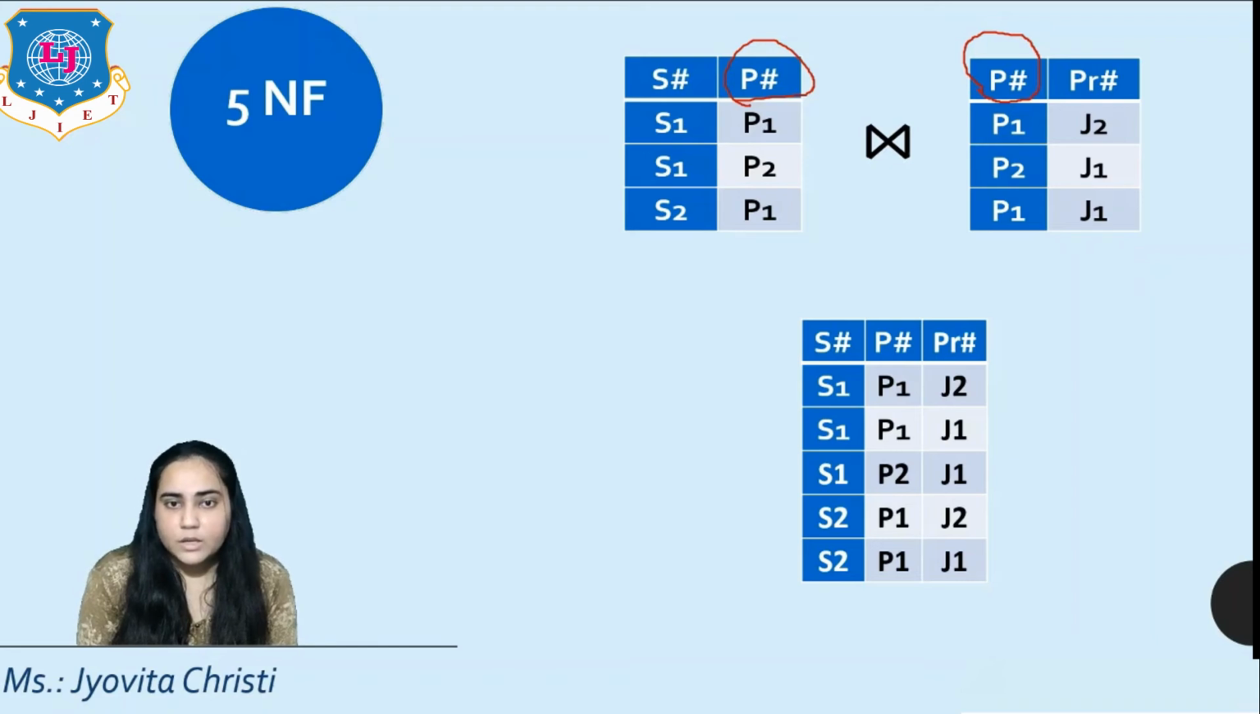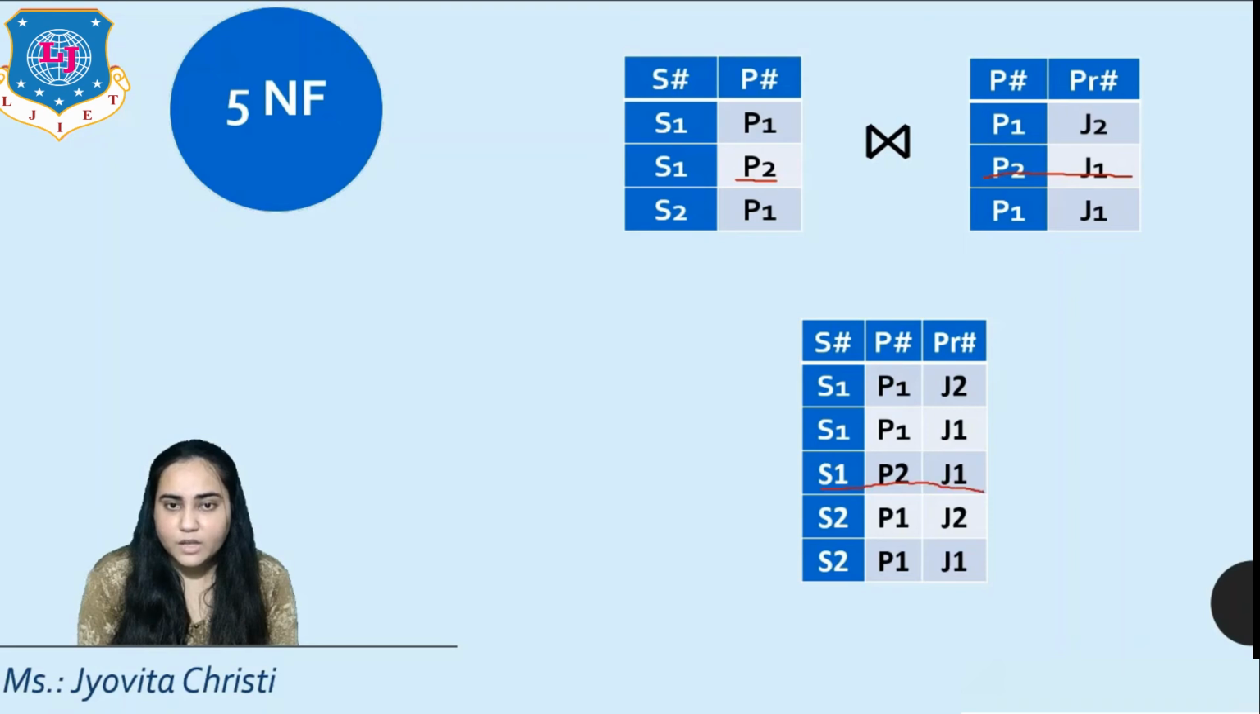So let us see. You have P1 in the first row, which is matching with P1 in the second row, and that is why we are putting the first row as S1 P1 J2. Now once again P1 also matches with the third row, and that's why we are going to put S1 P1 and J1. Next we have S1 and P2. P2 matches with the second row, so we are going to include S1 P2 and J1.